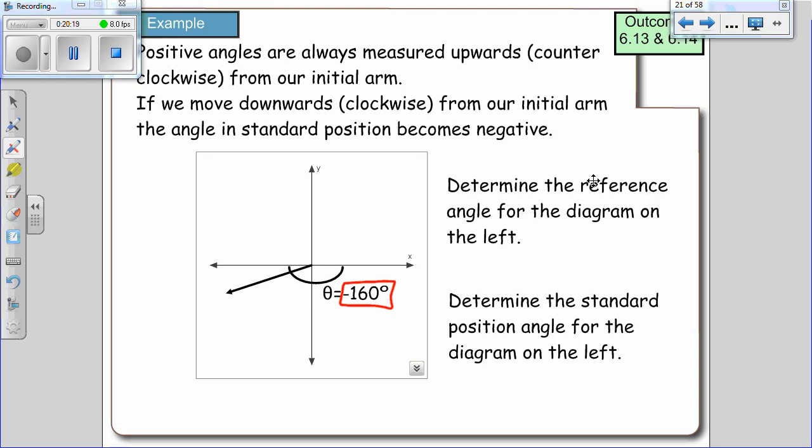What would that be? We're going to get there in a second. This standard position angle would be negative 160 degrees plus 360 degrees, because that would take me from here all the way around. That means the other standard position angle that would get me there would be 200 degrees.